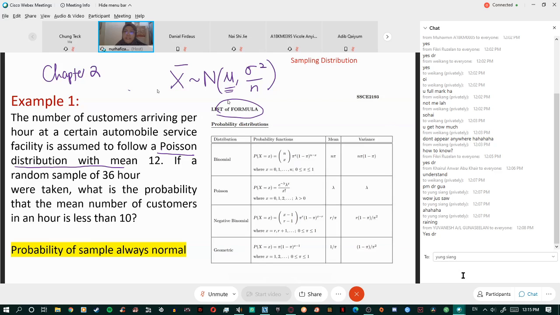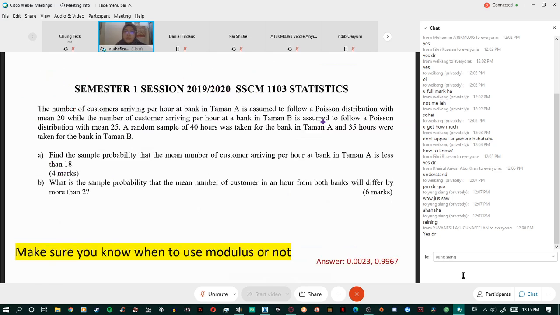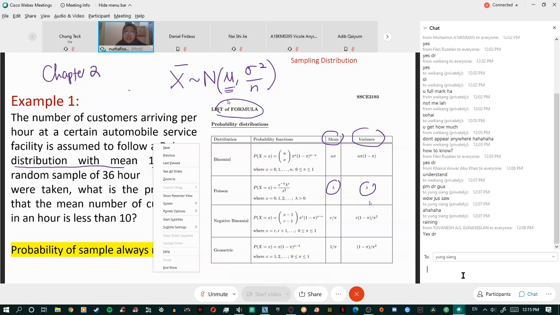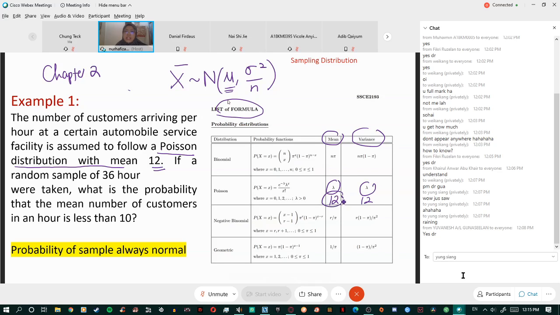Here we have the mean for Poisson: the mean for Poisson is lambda and the variance for Poisson is also lambda. Here they give you the value of the Poisson as 12, so that means your variance is also 12. So here your mean is 12 and your variance is also 12. Just insert the value of your mean here, so your mu is 12 and your variance is also 12.